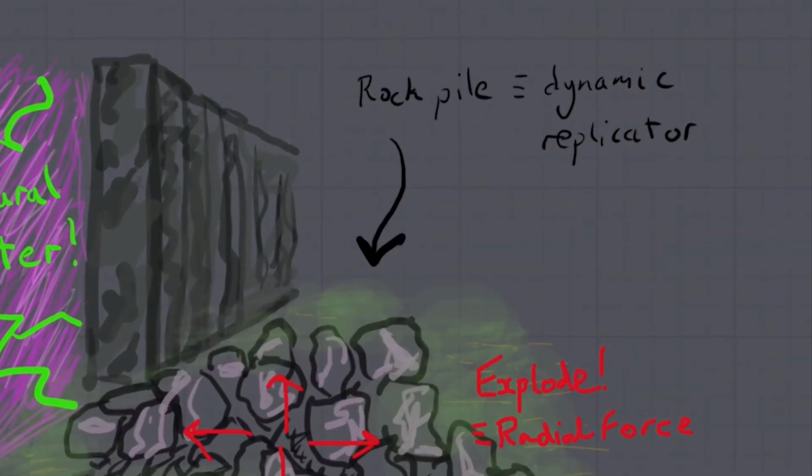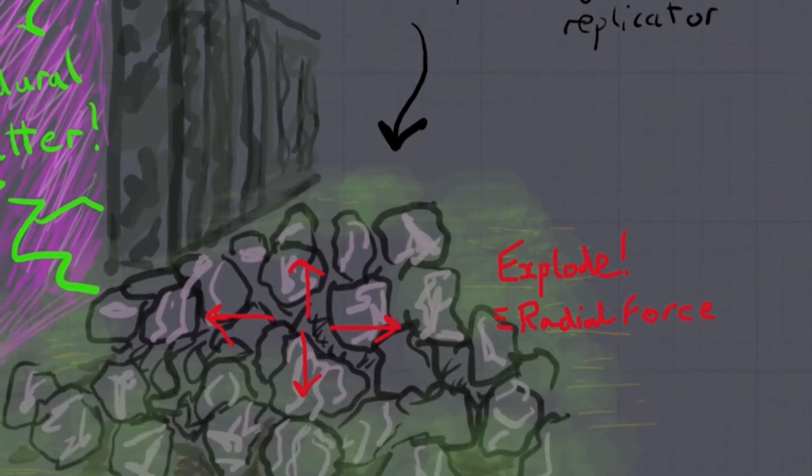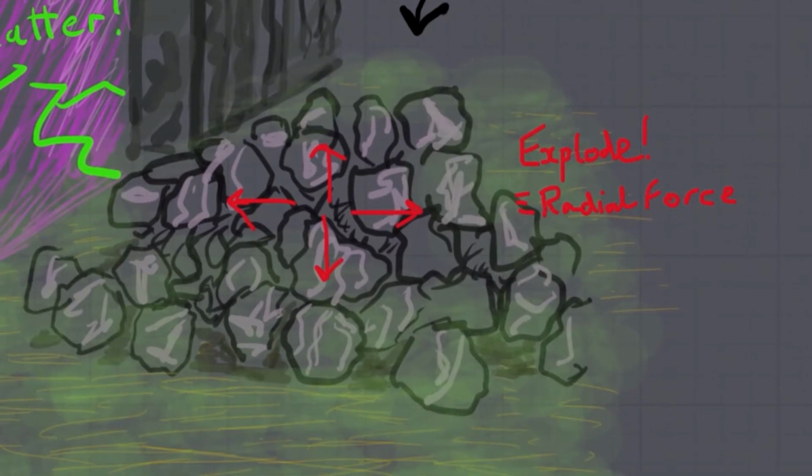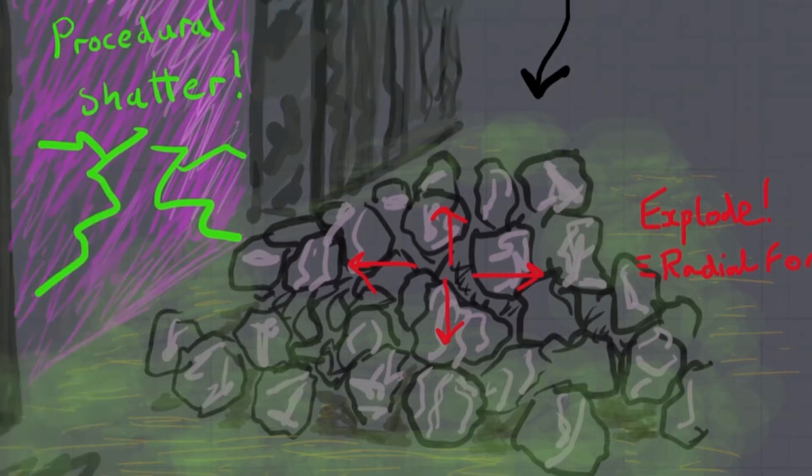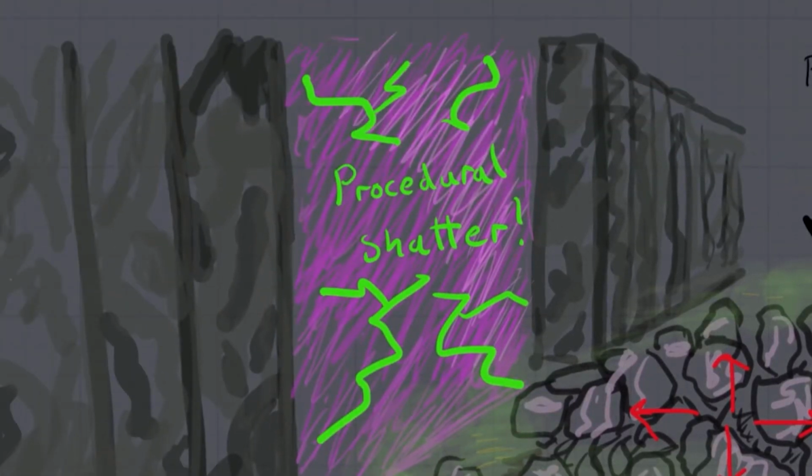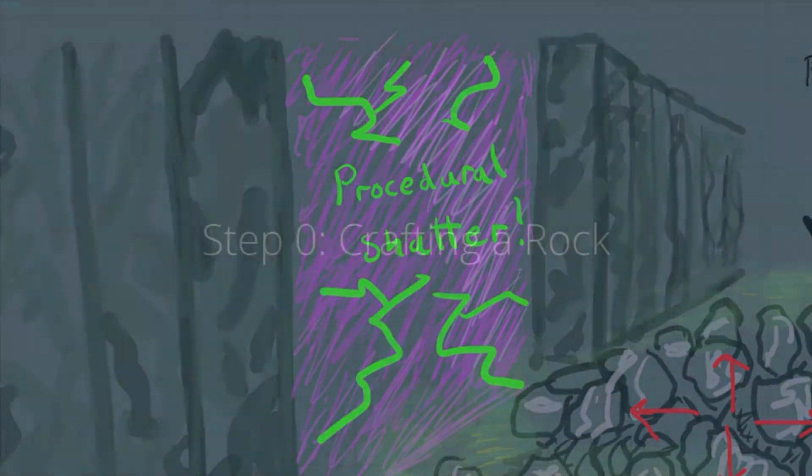We can create a pile of rocks using a dynamic replicator, as we already saw. Next, we need to explode it. We can use a momentary radial force for that. The final step is the most exciting. We can use the procedural Shatter item to break the eldritch gate and gain access to the labyrinth. Fame and fortune await.